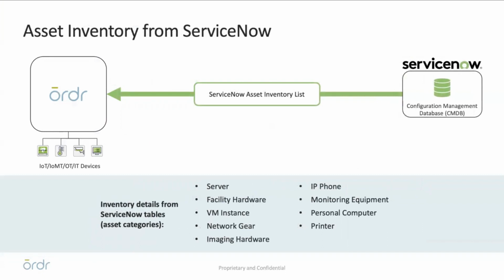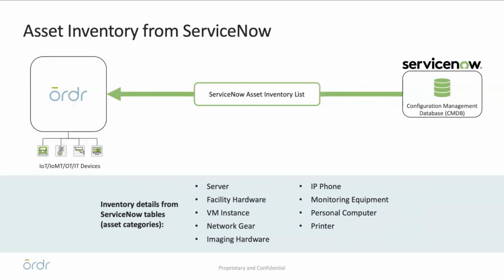Can we dig a little bit into the asset inventory? When we're pulling asset inventory information from the CMDB, why would we do that and what does that look like? Yes, that's a very important question. There is a lot of data that Ordr collects from the passive traffic that's seen on the wire, but there is certain data that we would not see that ServiceNow might have.